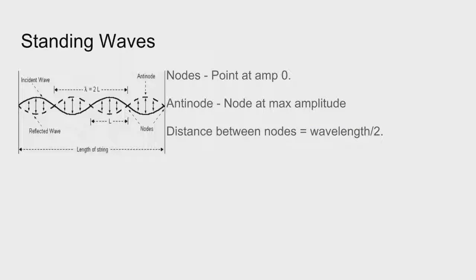Standing waves. Standing waves are just two waves that interfere with each other in such a way where nodes are created and antinodes are created. Nodes are created where there's exactly zero amplitude, and antinodes are created where it's max amplitude of the wave. The distance between nodes is wavelength divided by 2, or you can say that wavelength is equal to the distance between nodes times 2.